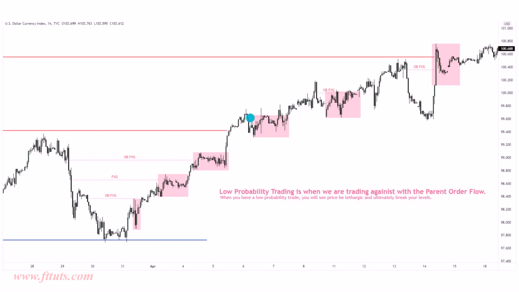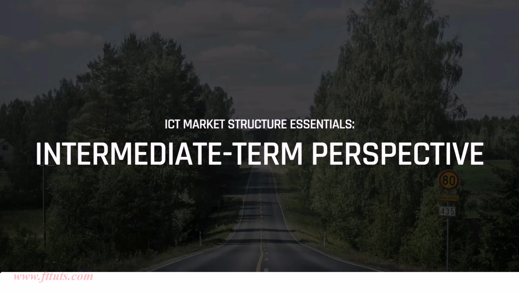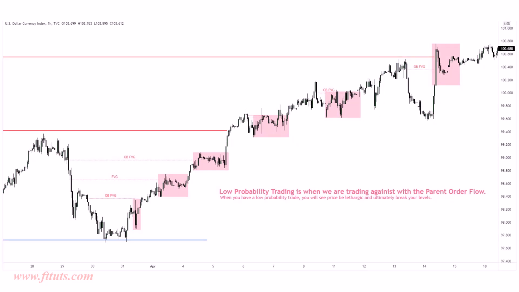You have an order block fair value gap here. You can see price reacts to it because it is a significant level, right? But they're expected to break. Order block fair value gap here. If it's against the parent order flow, it's going to be expected to break. Same thing here. So what you want to do is make sure that you're always trading based on that long-term perspective. Otherwise, you're going to get chopped up in the intraday charts by shorting levels.